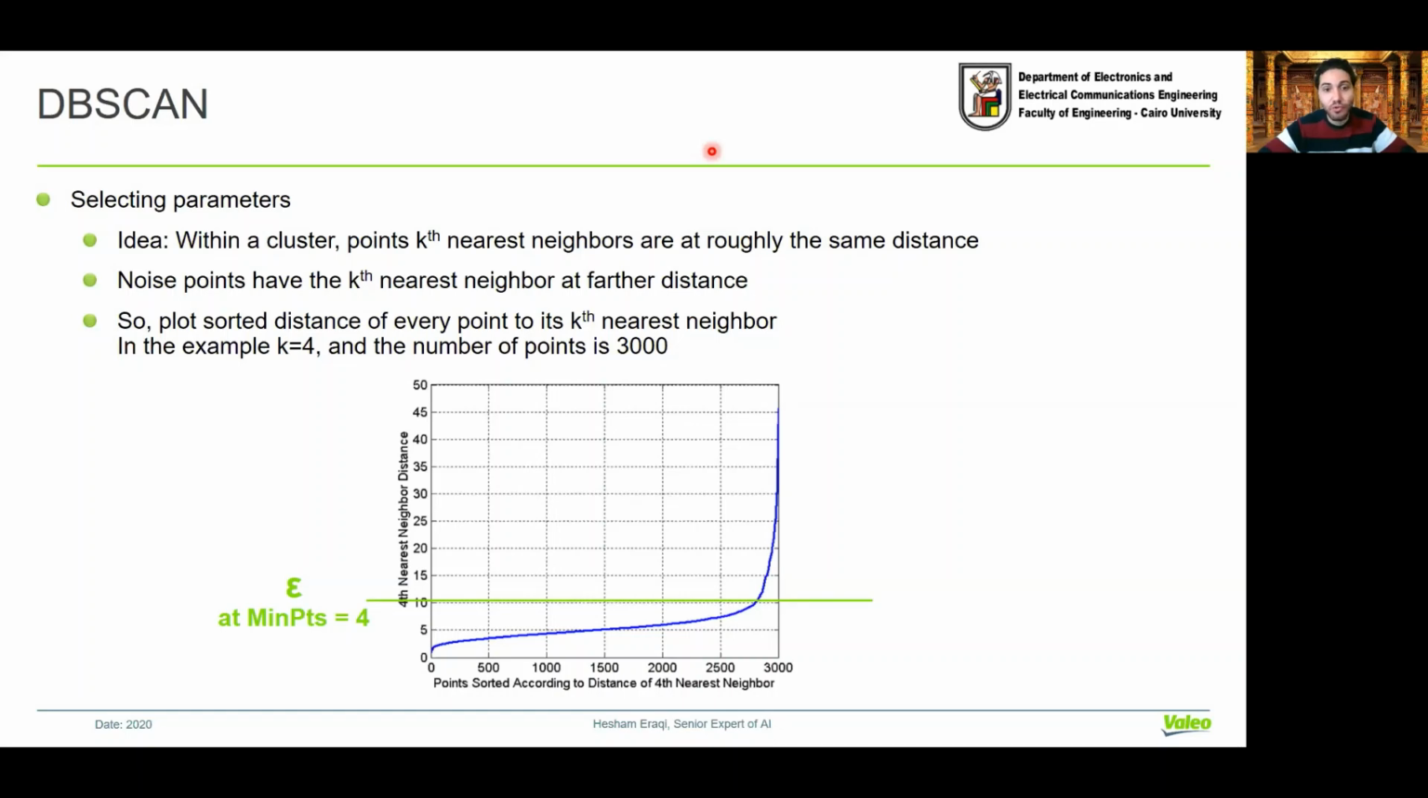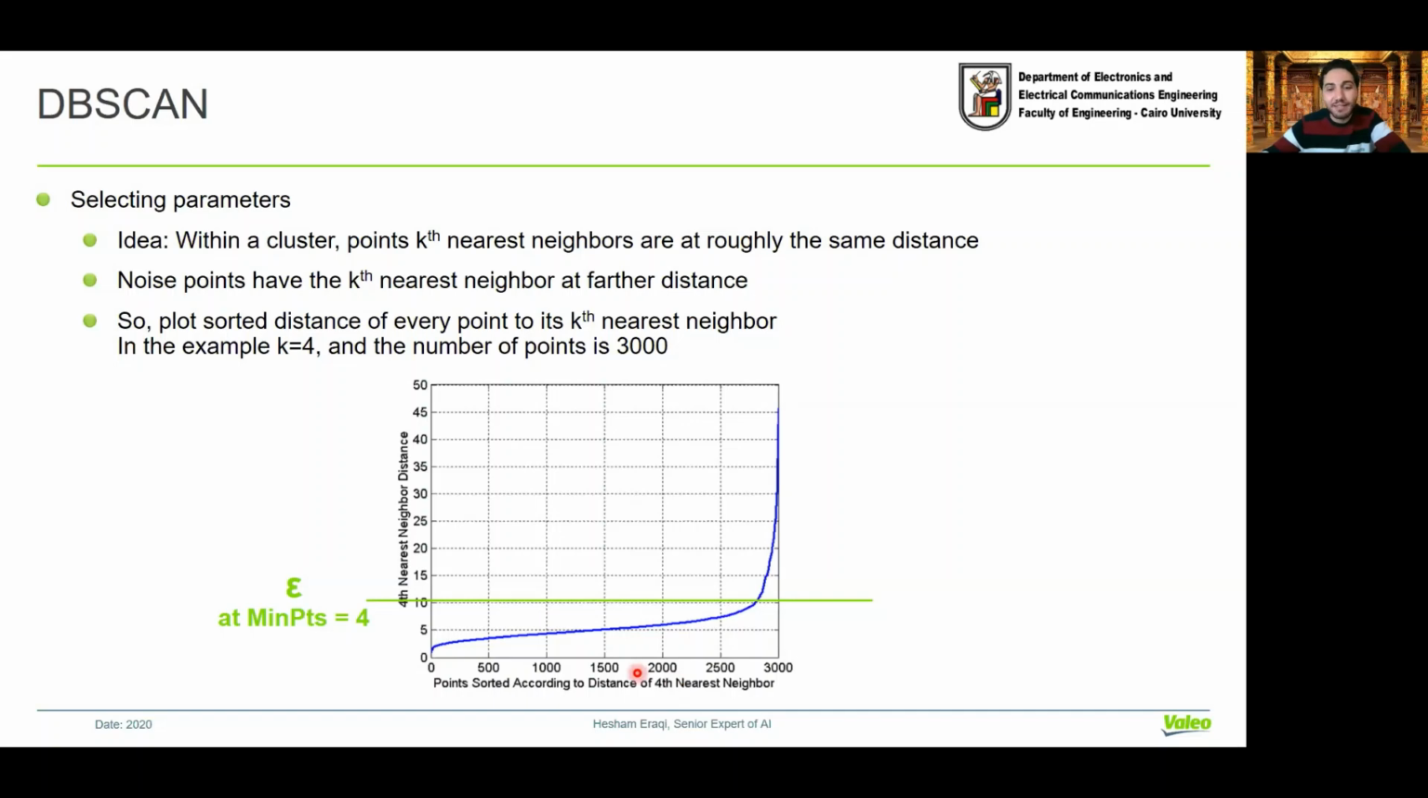Okay. So for each point, I will calculate the distance between it and its fourth nearest neighbor. I will record this number. I will do this for all the points. Then I will use that number to sort all the points. So the point that has the smallest distance to its fourth nearest neighbor is that point. Afterwards is that point, and so on.